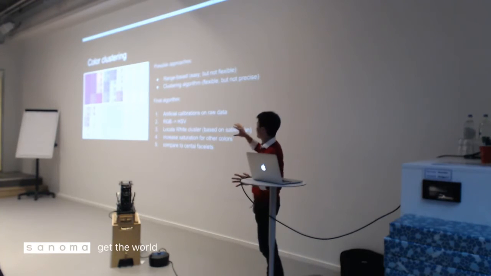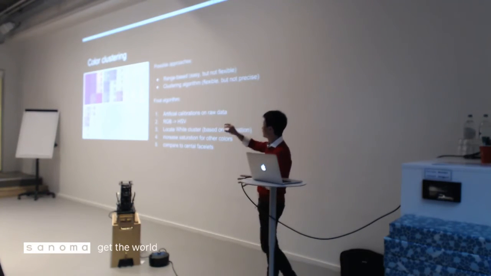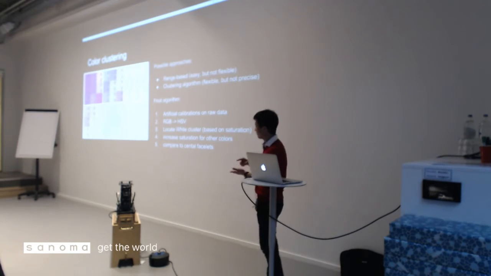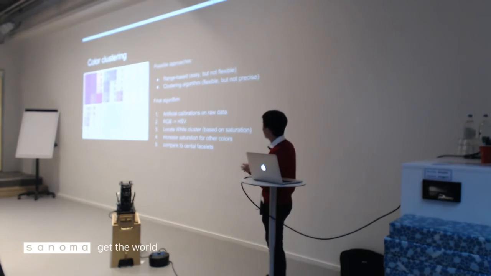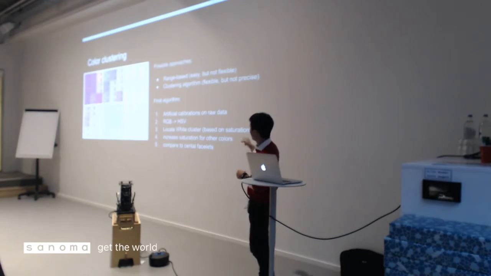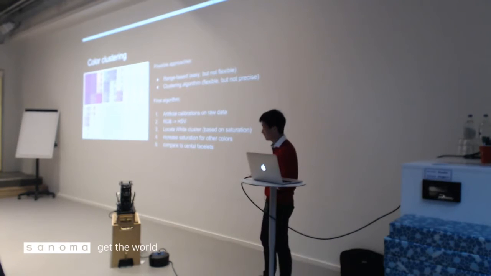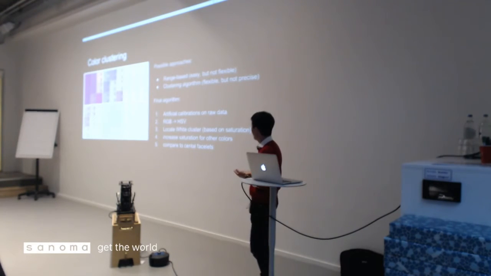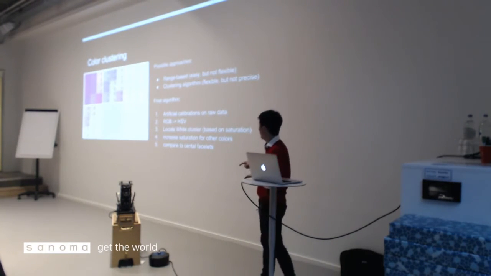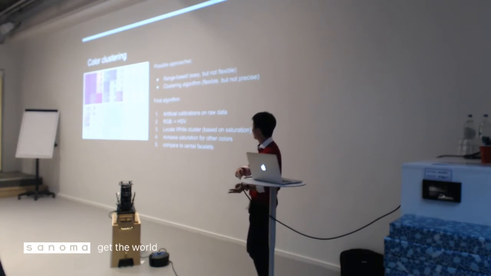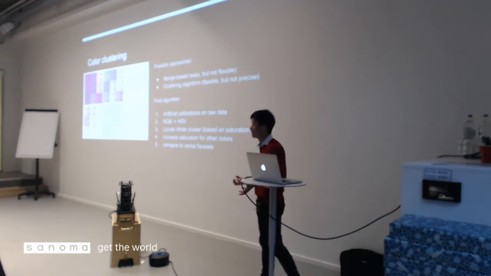So we first do some artificial calibrations for each of the colors, for each of the facelet positions. And then we translate RGB to HSV to locate the white cluster, because white is a special color. You have to handle it differently. And then we increase saturation. This is very important because it will also help us to fight the ambient light. We increase saturation for other colors, and then we compare the values to the central facelets, because we do know that all the central facelets are different colors.